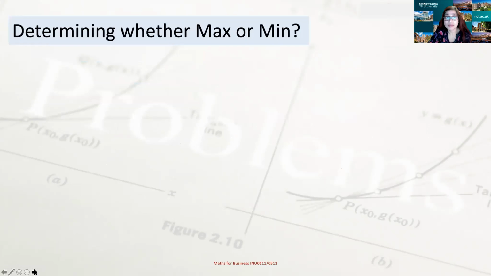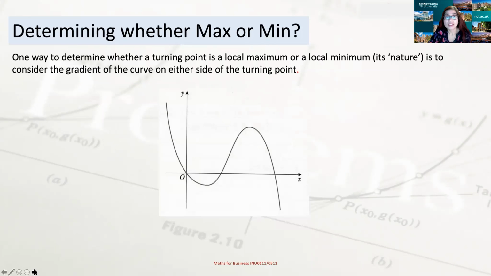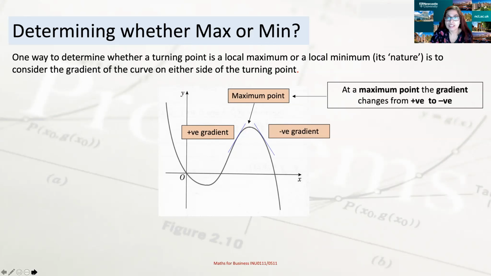Okay, so let's see how to use the first derivative to identify the nature of the stationary point in problems like that. If that is the maximum point, we have seen that on the left side of the maximum point the gradient is positive, and on the right side it is negative. So at a maximum point, the gradient changes from positive to negative. As you go up, the gradient is positive, positive, then maximum, then it starts becoming negative.